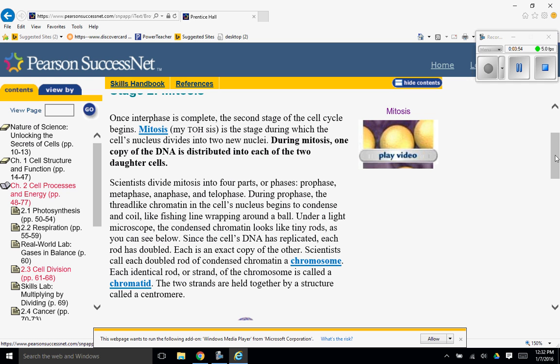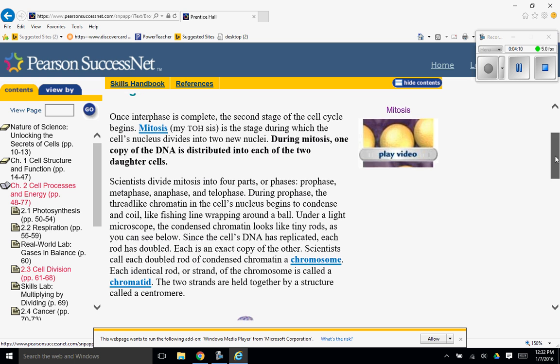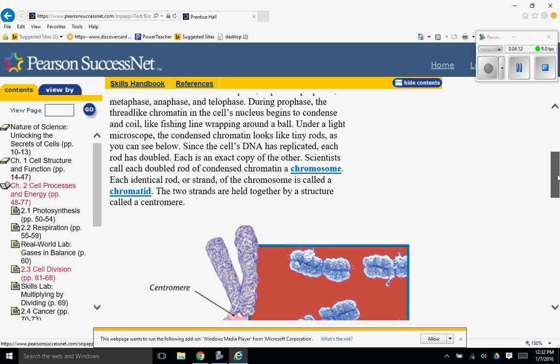During prophase, the thread-like chromatin in the cell's nucleus begins to condense and coil, like fishing line wrapping around a ball. Under a microscope, the condensed chromatin looks like tiny rods. As you can see below, since the cell's DNA has replicated, each rod has doubled. Each is an exact copy of the other.